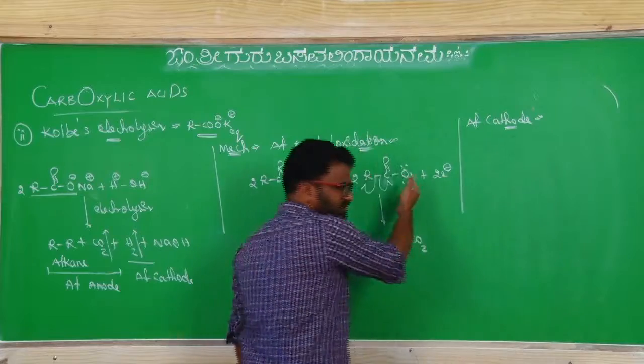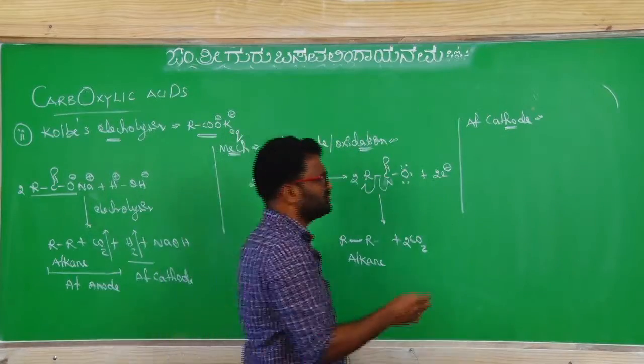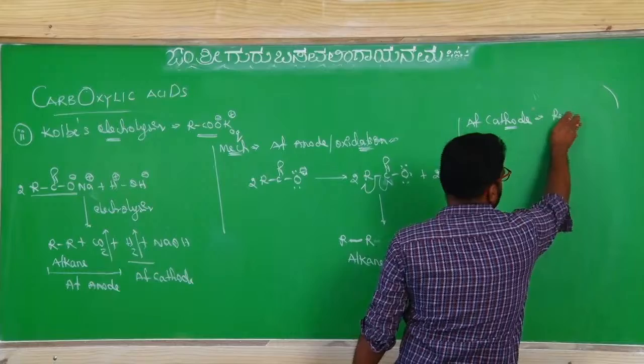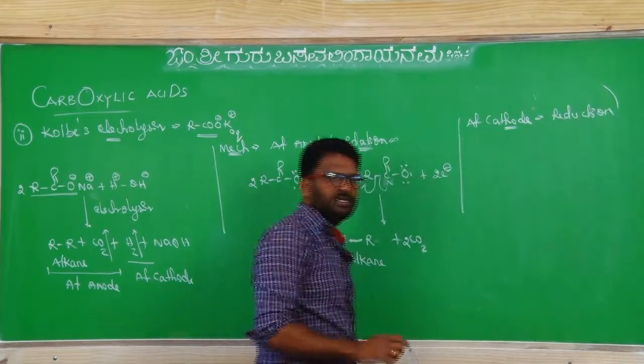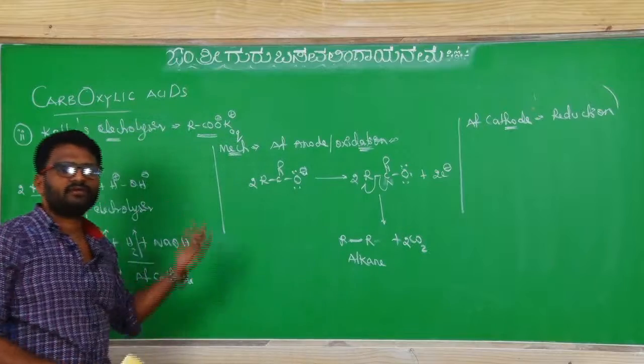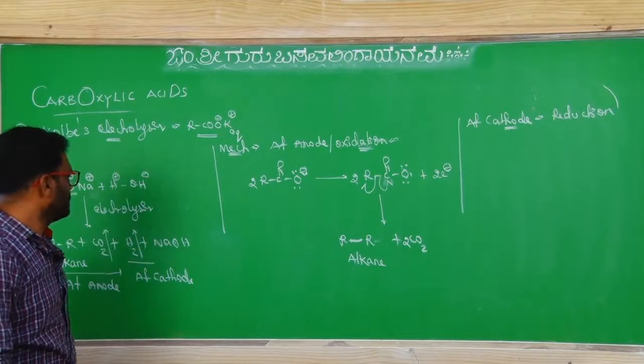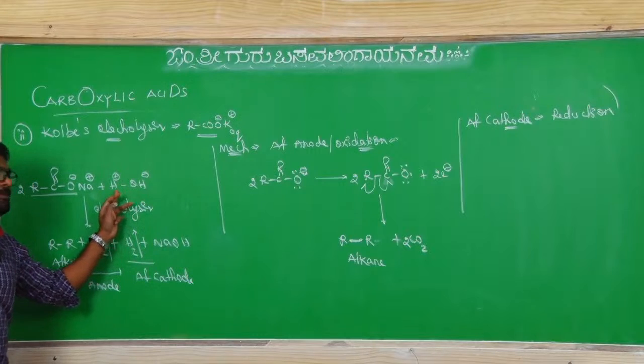Cathode means what here? Oxidation takes place at the anode, so at the cathode reduction should take place. If you see the reaction at the cathode, reduction will take place. We will undergo reduction. Right here, let me explain one thing.